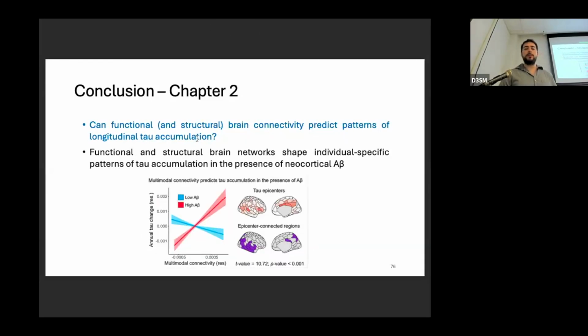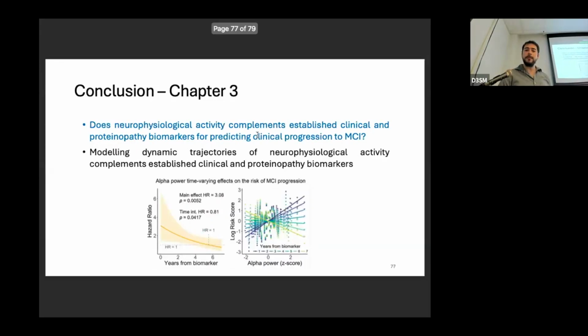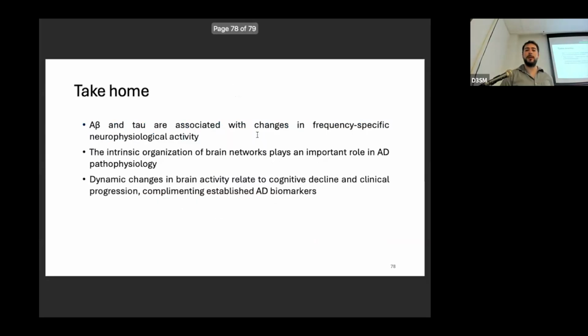We demonstrated in chapter 2 that stronger connectivity, both functional and structural, between cortical regions and tau epicenters predicts higher tau accumulation in the former cortical regions, and that this is also related to higher chances of progressing to MCI. And lastly, for the third project, we demonstrated that modeling dynamic trajectories of neurophysiology can provide additional information to inform models aiming to predict the risk of MCI progression.